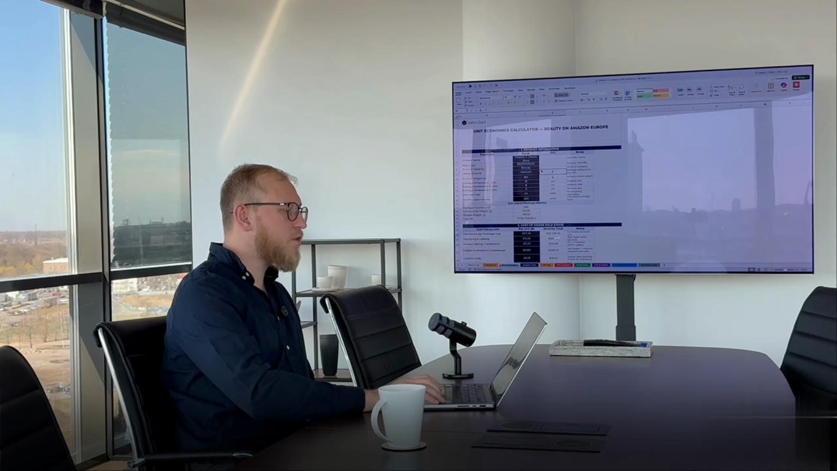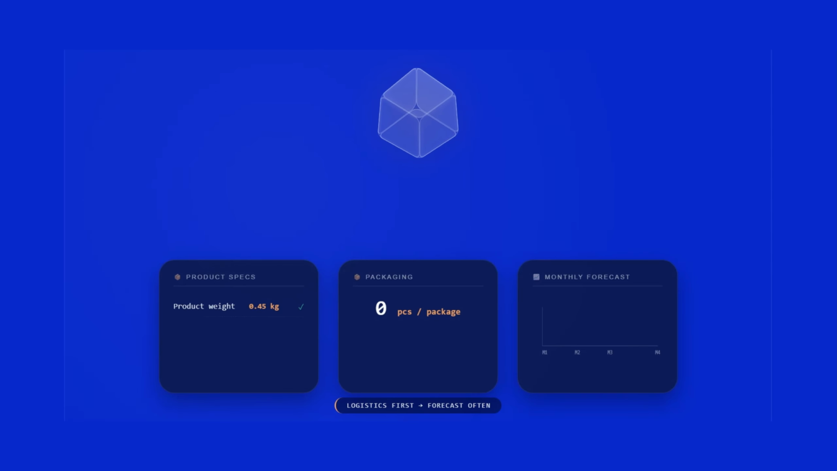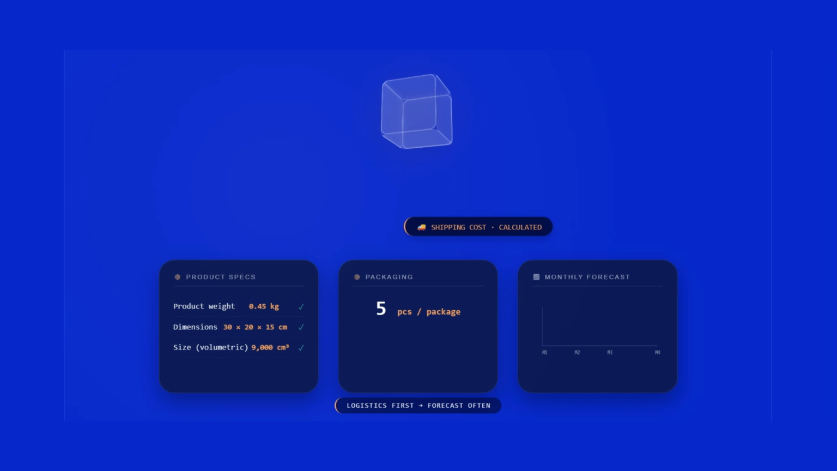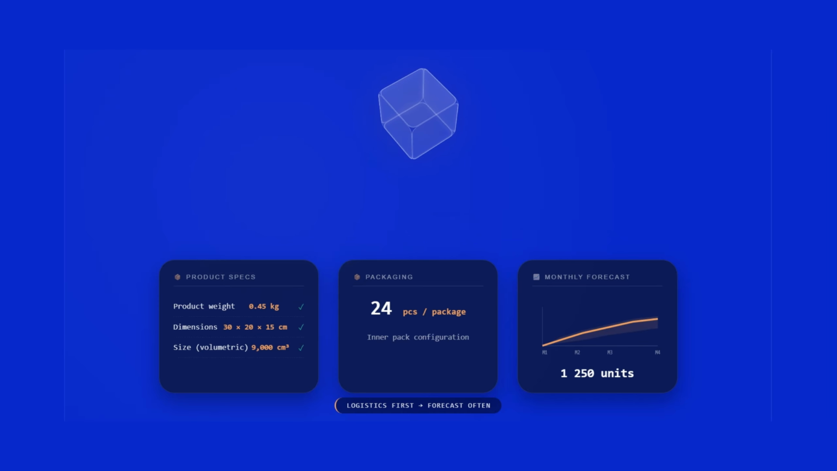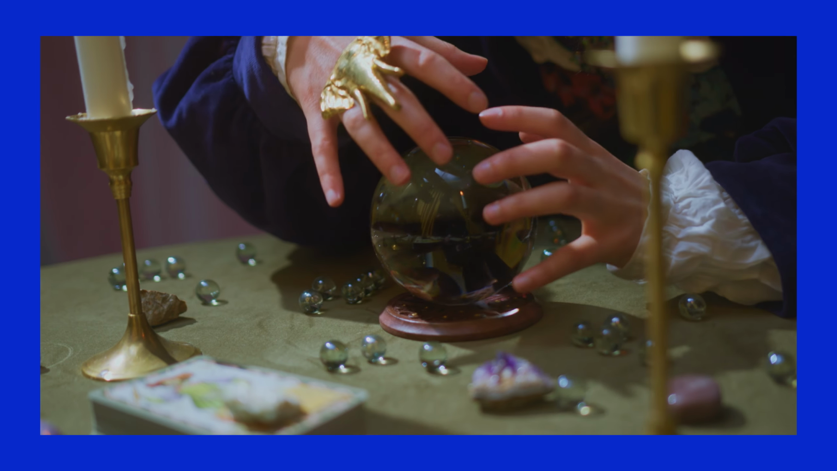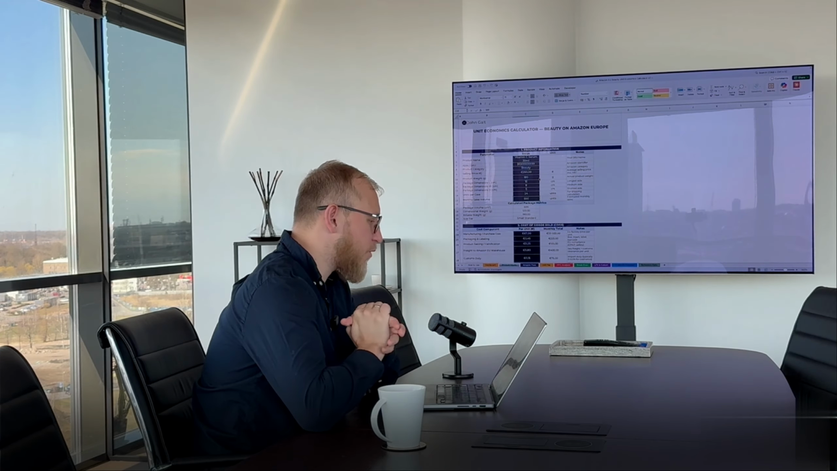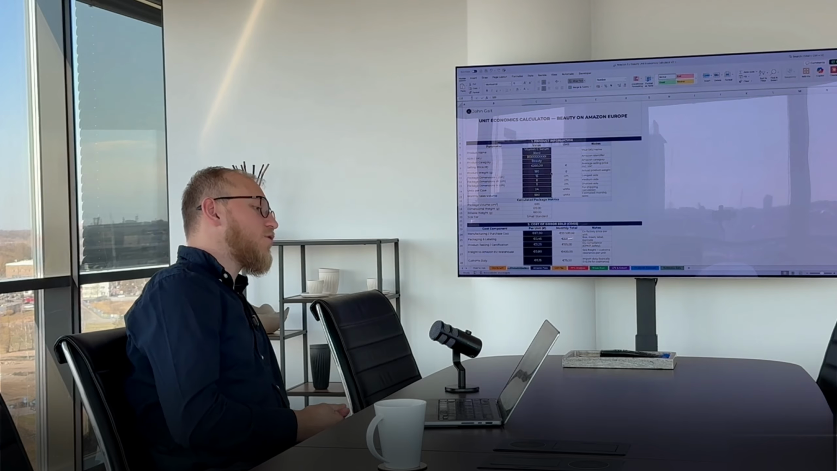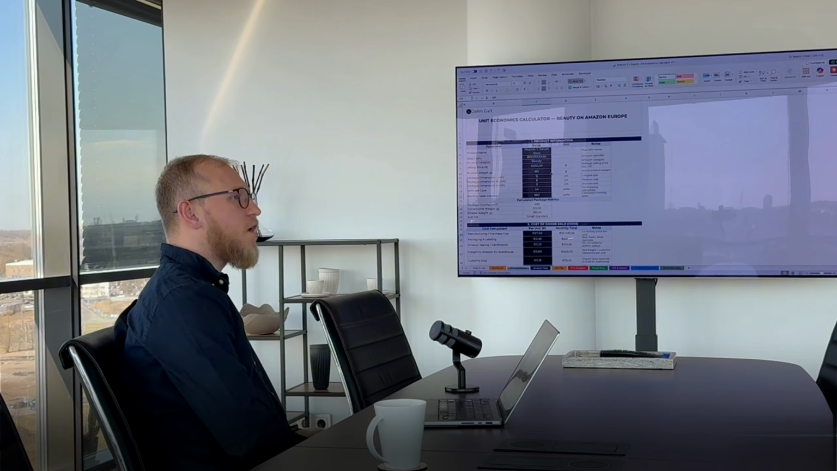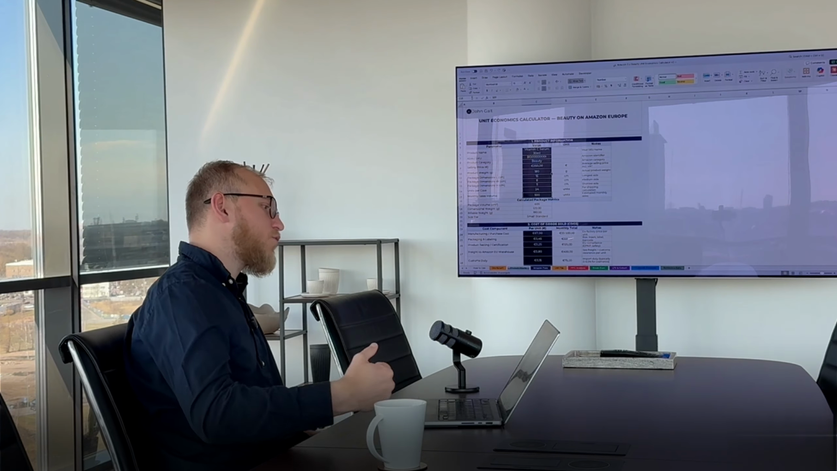We need to understand the product weight, dimensions, size, and so on to calculate shipping cost. We need to understand how many units are in each package, and we need to make a forecast for our monthly sales. And of course, we cannot foresee those sales. We can only assume. That's why we will stress test and find out the minimum amount of sales that you need to make, and the maximum amount. Probably that would be good for you, but we need to understand the minimum amount that you need to make each month in order to reach break-even and in order to succeed.